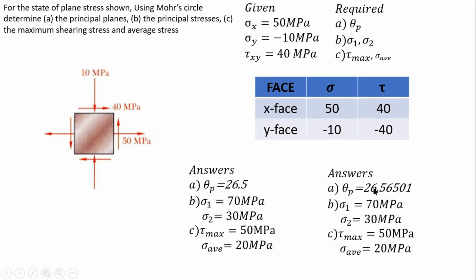Ang pinagkaiba lang is dito sa theta natin. Dito sa using AutoCAD or yung Mohr circle natin, 26.5 degrees yung nakuhang sagot. Pero using equation method is 26.56501 degrees. So meron lang tayong discrepancy dito na 0.06501. So comparing these answers, napatunayan natin na parehas naman yung makukuha nating sagot kung gagamit tayo ng Mohr circle or equation method. And dyan natatapos yung lesson natin for Module 9. Thank you.